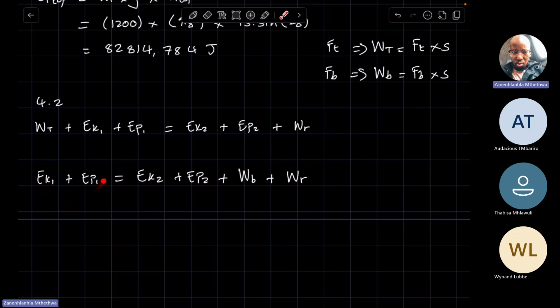Whereas this side is when the object moves from the initial point, whereas this one is when we consider after work has already taken place.